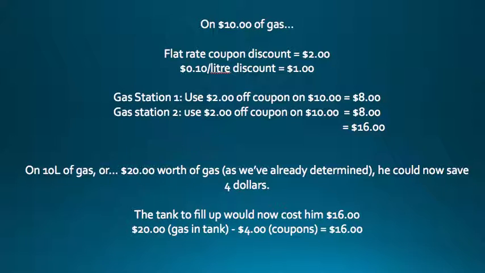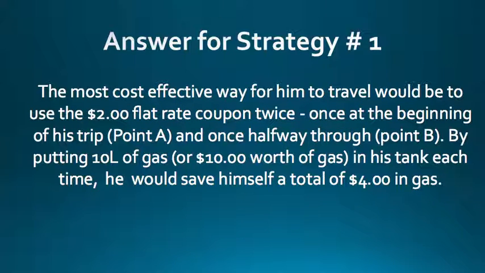If he uses a $2 off coupon at both, he only pays $8 each time, for a total of $16 for the entire trip. So, if he chooses to put $10 or 10 liters into his tank at the beginning of his trip, his most cost-efficient method would be to use the flat rate coupon at the beginning of his trip and again halfway through. The most cost-effective way for him to travel would be to use the $2 flat rate coupon twice.